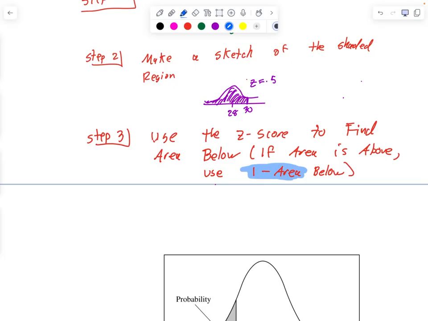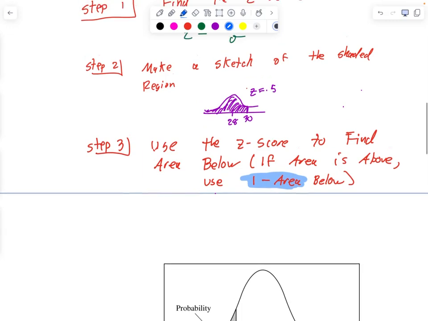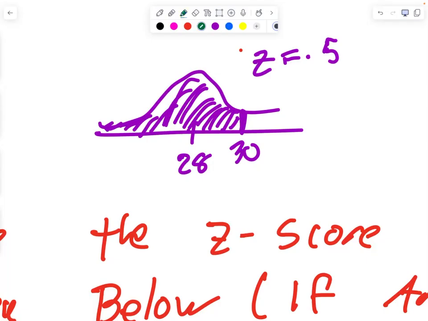If this is my picture, and this is what I shaded, my answer is going to be less than 0.5 or more than 0.5. It's going to be more than 0.5 because I know 0.5 is right here in the middle, so I know that this is more than 50%. So when I look at the table and I see 0.3, I should go, wait a minute, the answer can't be 0.3. Oh, 1 minus 0.3. It has to be the other side. So 1 minus 0.3 gives me 0.7.